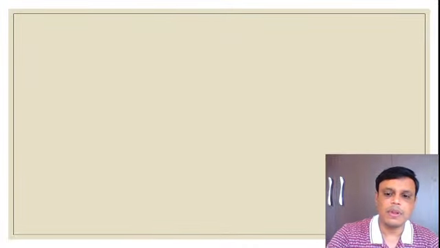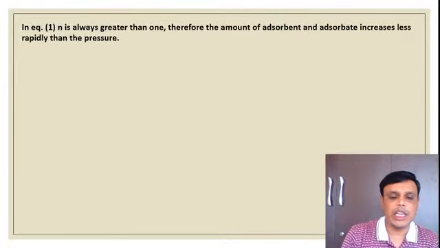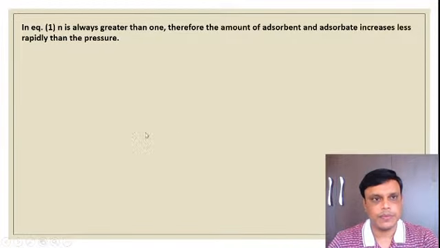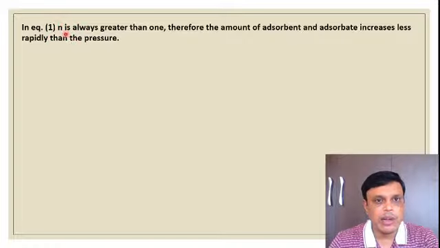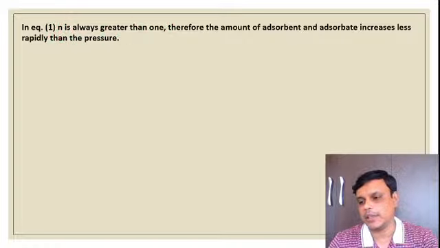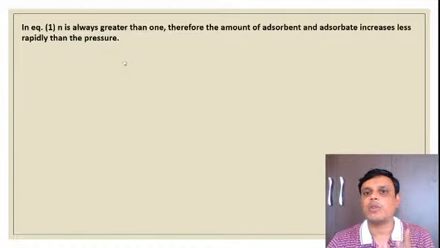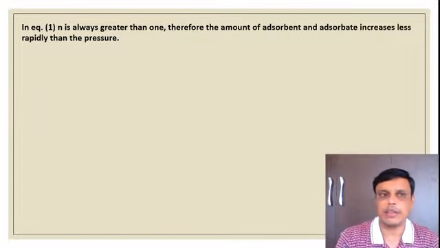ठीक है. Now in equation 1, please remember this. In equation 1, n is greater than 1. जो कुछ हम लोगों ने equation 1 देखा ना अभी उसमें जो n है, it is always greater than 1. Please remember this. Therefore what happens? The amount of adsorbate increases less rapidly than the pressure. Due to this, the amount of adsorbate increases less rapidly with pressure than the pressure.